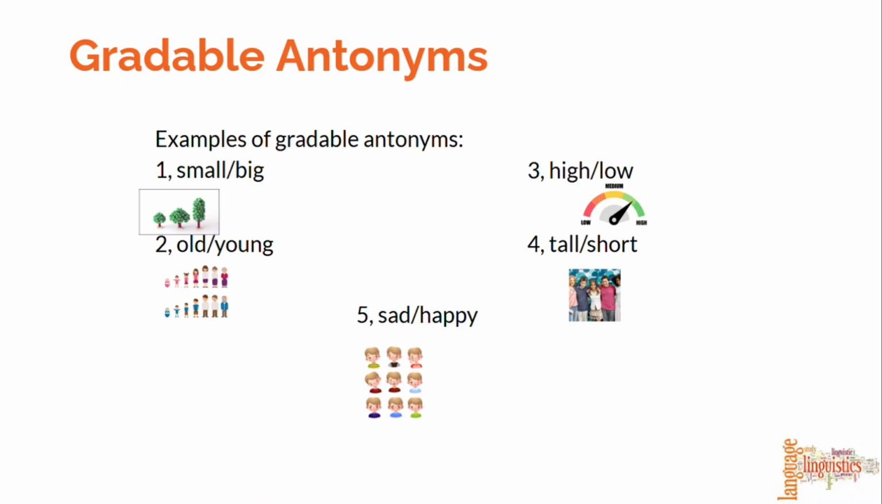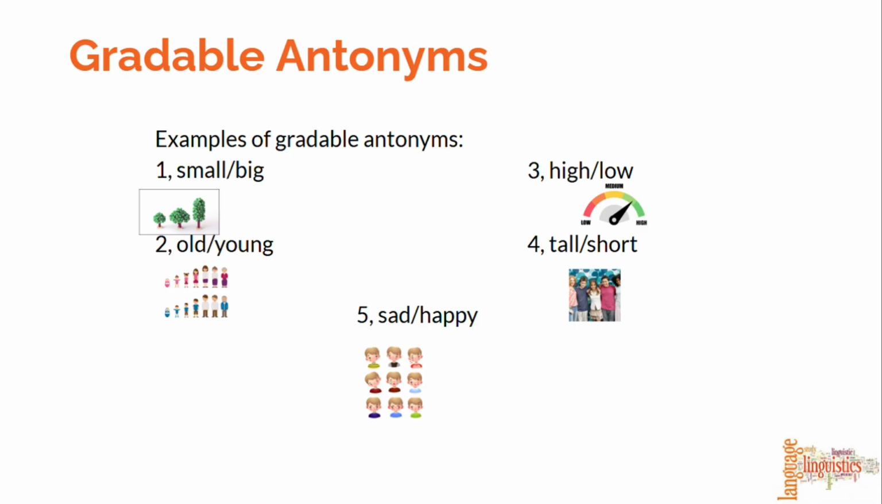How old can it be, right? It can be not that old, really old, or normal old. And how young can it be? Really young, not that young, or normal young, right? So one's negation cannot be referring to the other, and they can also be graded. So they are gradable antonyms.